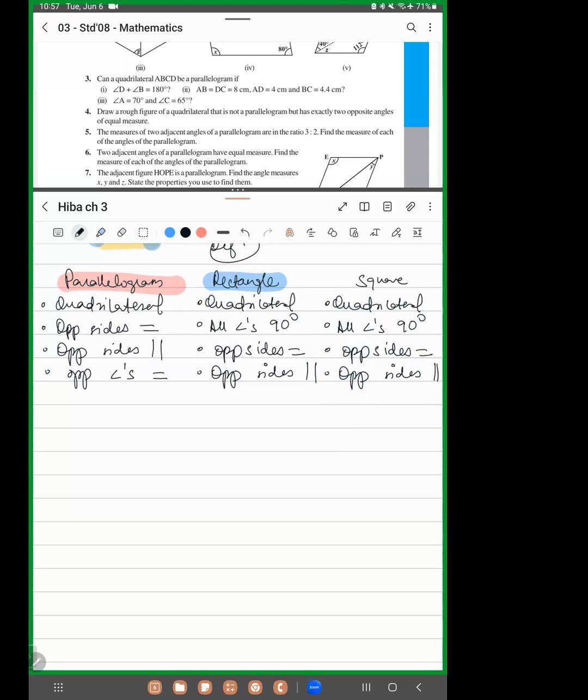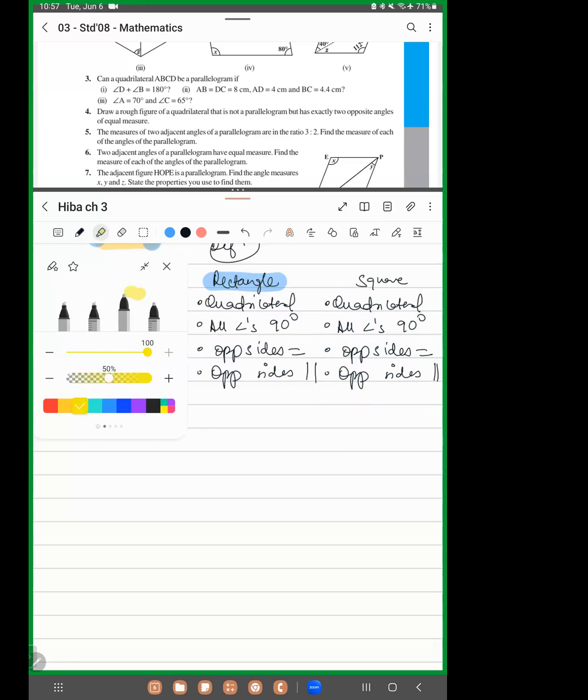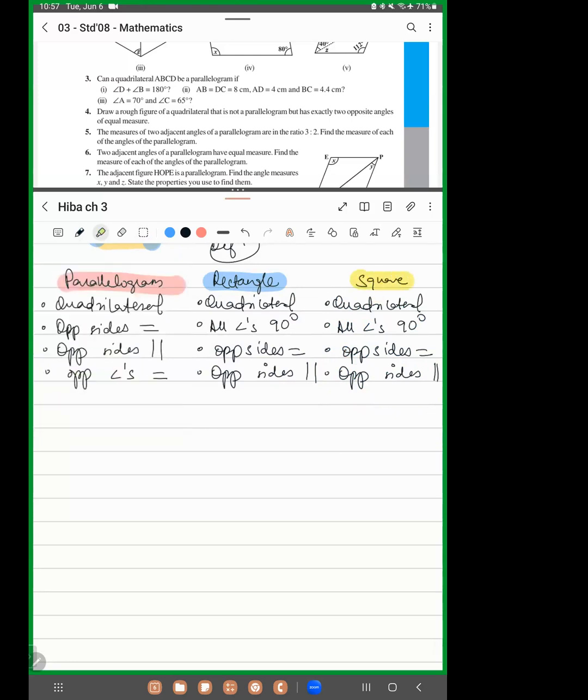In my textbook, we learned the definition like this. Hiba, tell me the definition of a square, बच्चे. It is a quadrilateral. All the angles are 90 degrees. All the sides are equal. And opposite sides are parallel. Done?